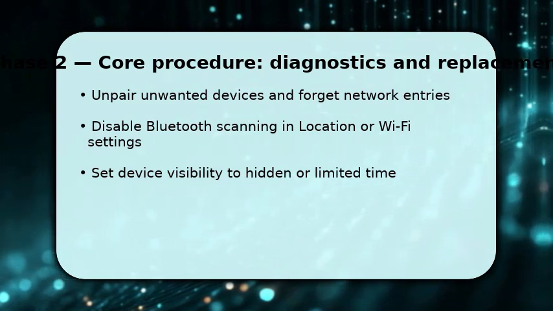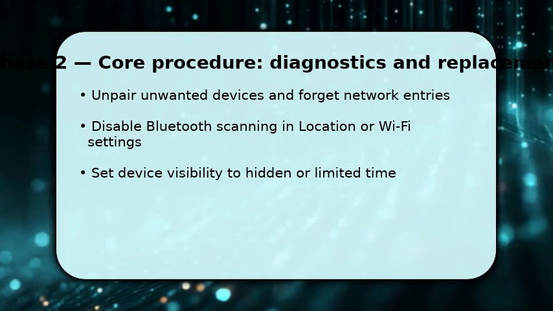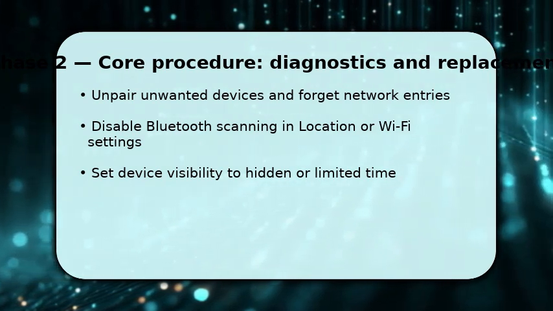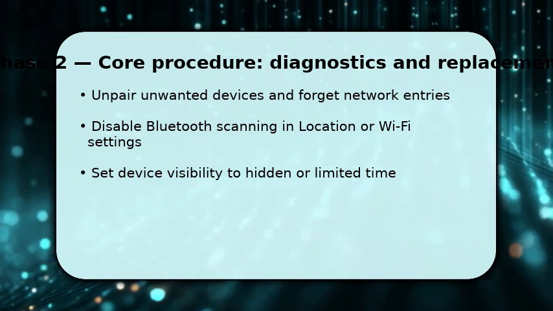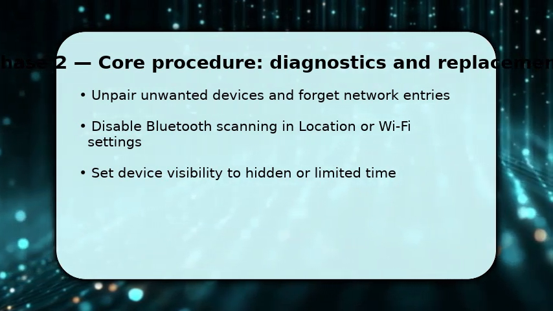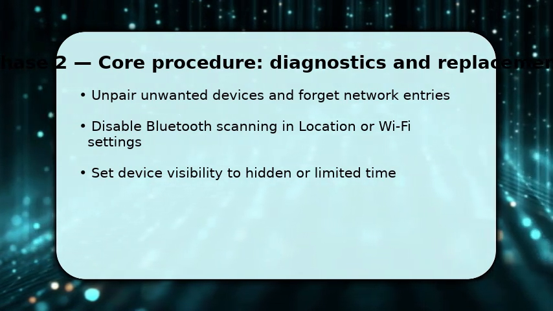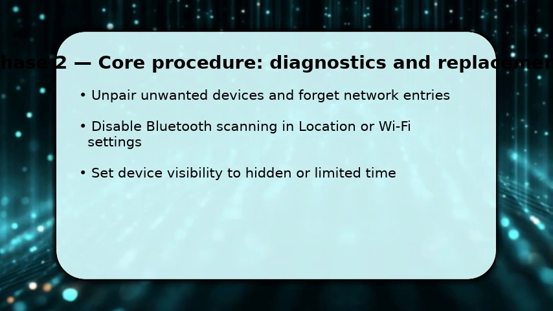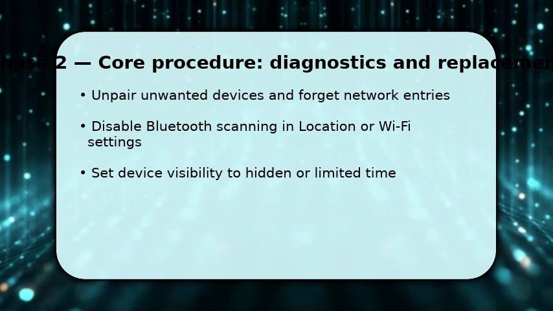Make sure to disable Bluetooth scanning inside location or Wi-Fi advanced options because scanning can trigger pairing prompts even when Bluetooth looks off. Then set visibility to hidden or time-limited so your phone won't advertise itself widely. This reduces unsolicited requests. Make sure to save changes and reboot Bluetooth to apply restrictions cleanly.